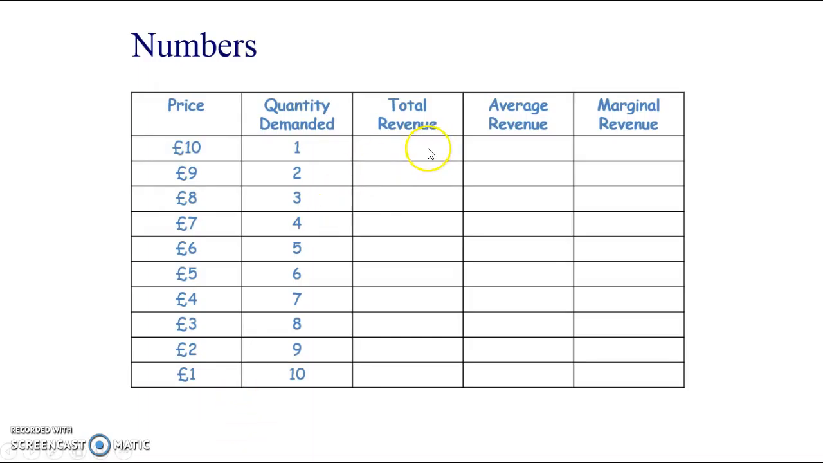So if we work out total revenue, which is just the price times the quantity, we're going to get those numbers there. And we see the pattern with total revenue in that it increases and then it starts to decrease. As we're reducing the price, we're getting more demand, but actually in total revenue terms we're getting less after a certain point because we're having to reduce the price to get that additional demand there.